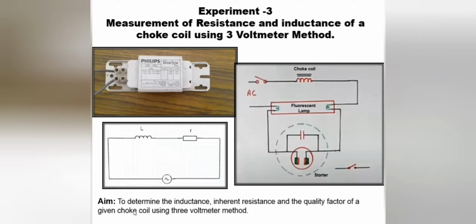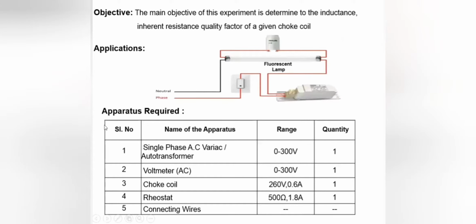The main aim of the experiment is to determine the inductance, inherent resistance and the quality factor of a given choke coil using the 3 voltmeter method. Basically, this choke coil will be used in the fluorescent lamp, as you can see in this diagram.